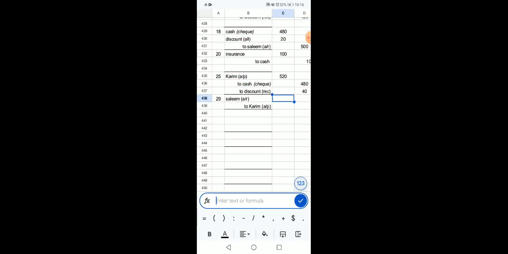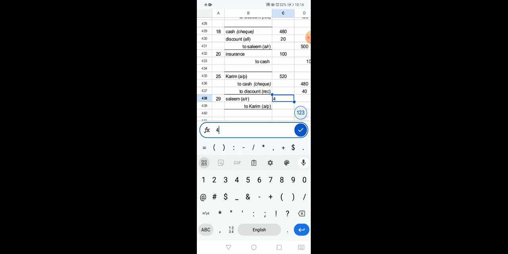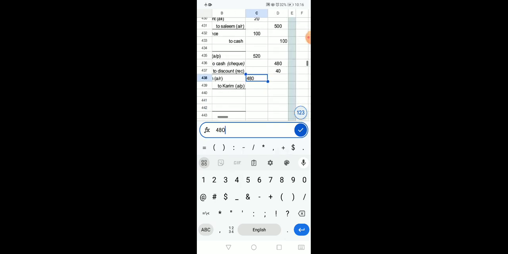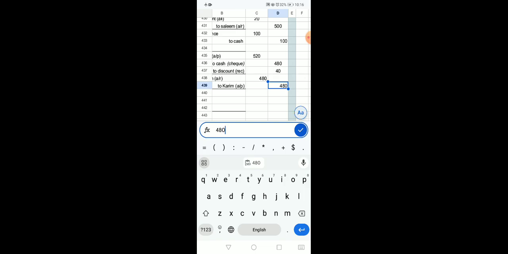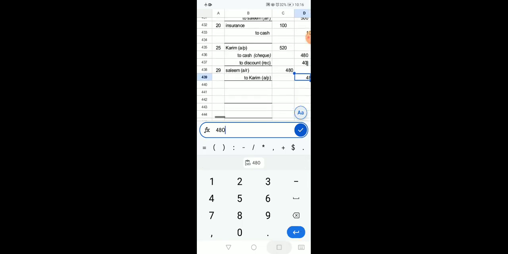What amount we will be writing? As you know, that amount of check would be same 480, and same check you have given, amount was 480. So you will be writing 480 on debit side, and you are supposed to write same amount on credit side. This way entry number 29 is completed.